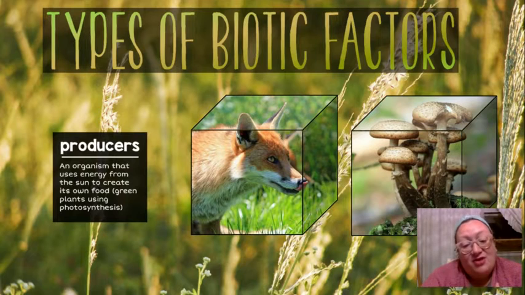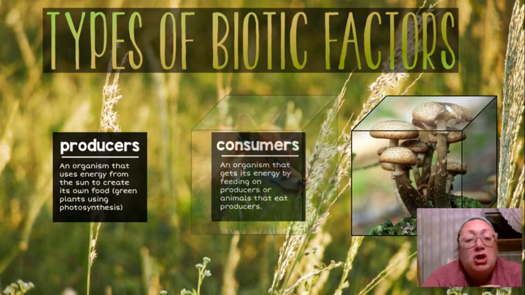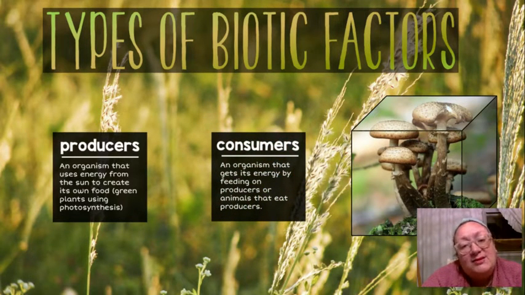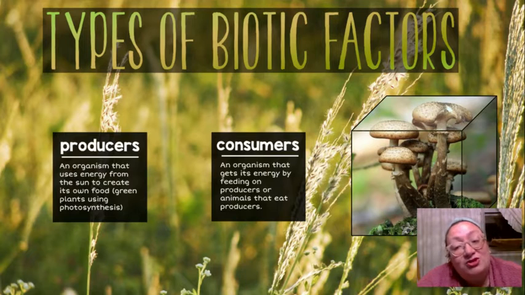Next up, we have the lovely fox here who happens to be licking his lips because he is a consumer. And consumers are organisms that get their energy by feeding on either producers or the animals that eat the producers. So, for example, that fox might be licking his lips because he sees a delicious salad, or he might be licking his lips because he sees a yummy rabbit who just ate a salad. So consumer is going to dine on that rabbit or some greenery because that's what consumers do. They eat producers or the animals that eat producers.